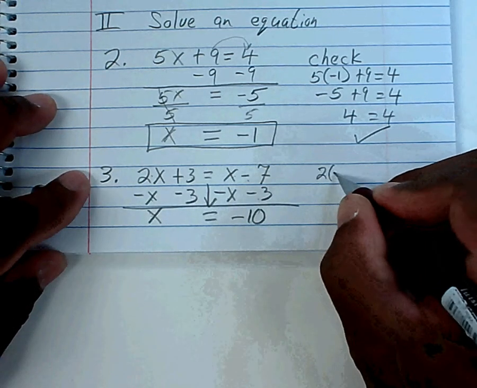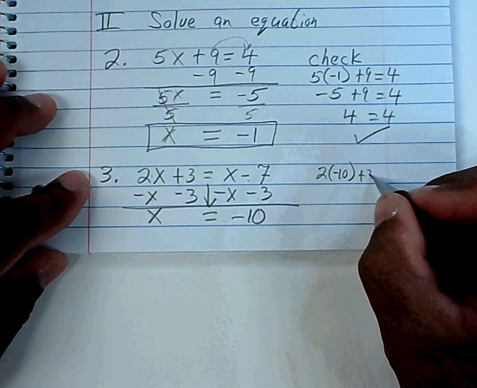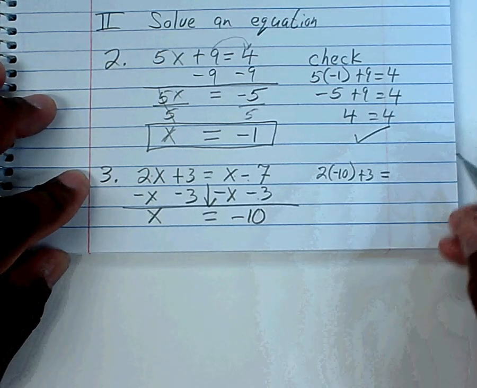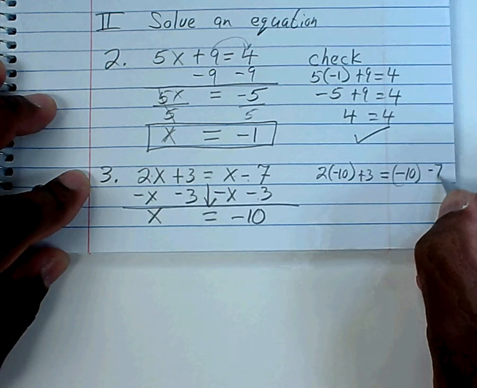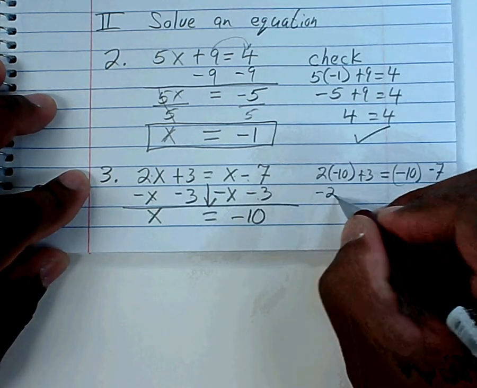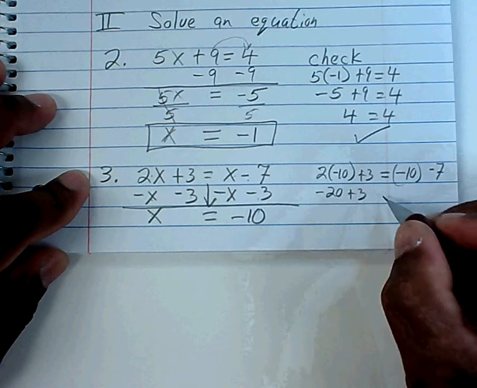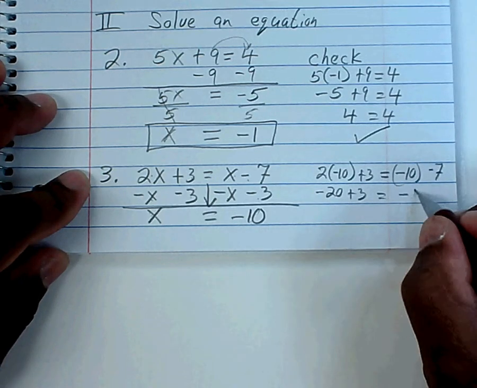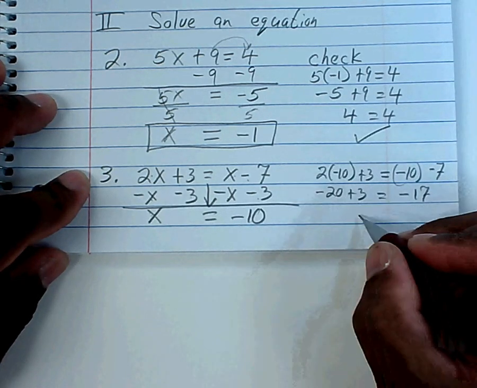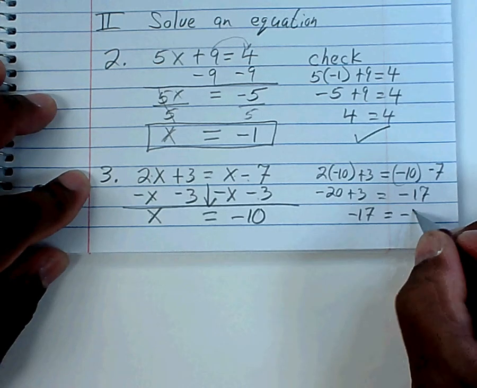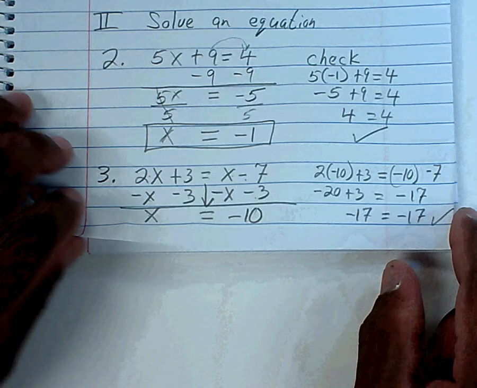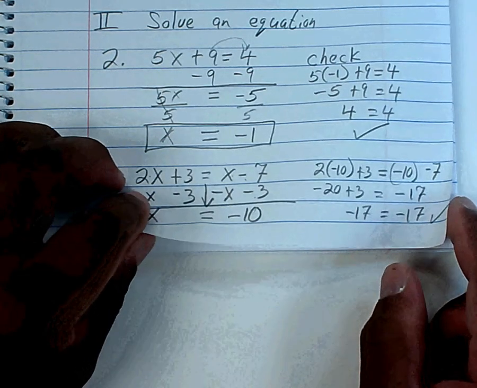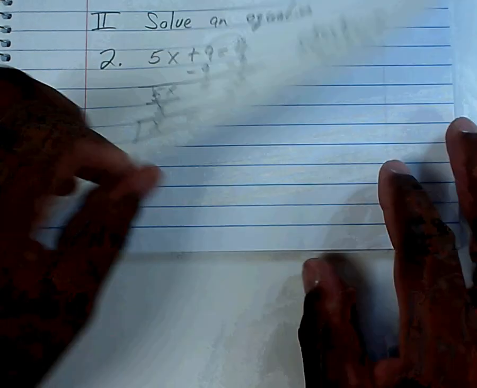So 2 times negative 10 plus 3 equals negative 10 minus 7. Negative 20 plus 3 equals negative 17. Negative 20 plus 3 is negative 17, equals negative 17. So that checks out. Example number 3 is done. Going to example number 4.